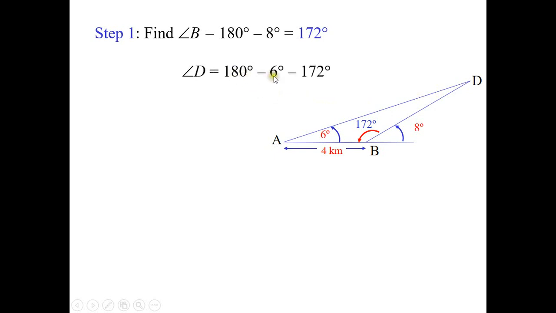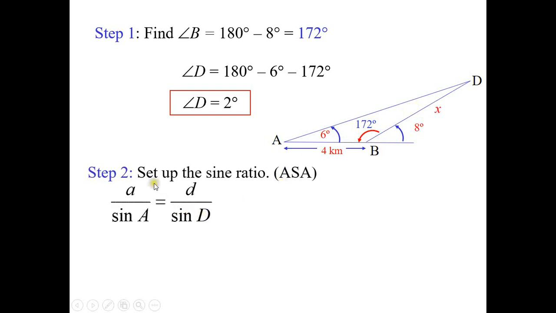So angle D is 180 minus 6 minus 172. Oh, angle D is 2. It's a weird shaped triangle, but you can still use the sine law. You can still do sine of 2 over 4, and then this one here, you can go sine of 6 over this length.